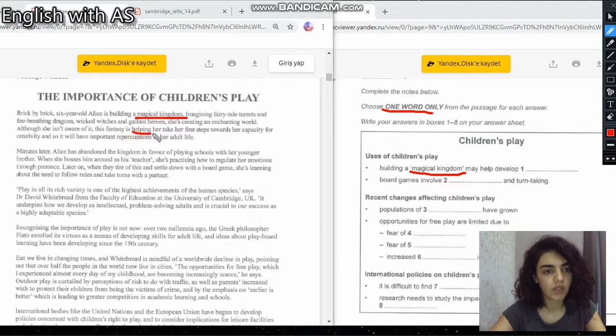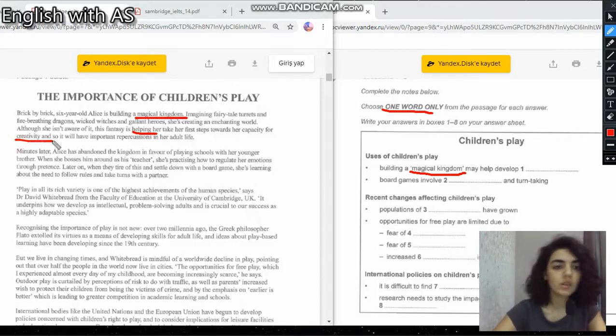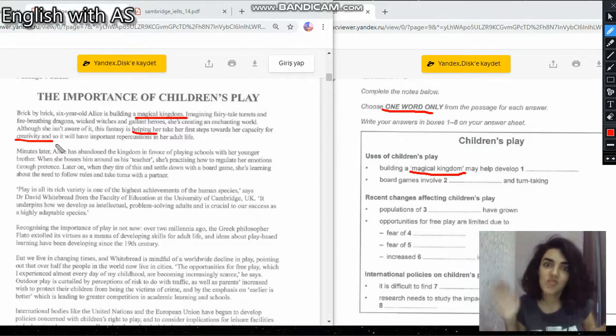So I have here help, helping her take her first steps towards her capacity for creativity. So here it is. Why? Because help her take her first steps towards something is here, may help develop something, and after that I have only one noun, which is creativity. That's why creativity is my answer. Okay, you see, it's very easy.